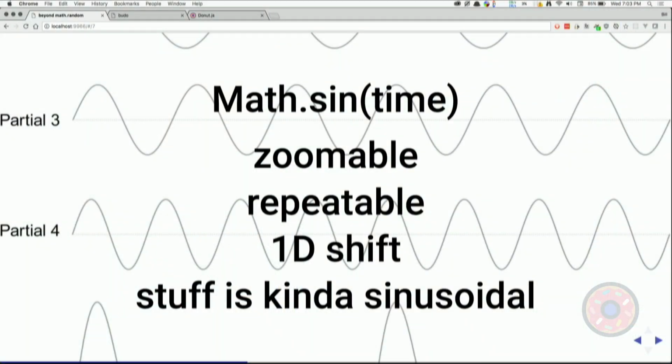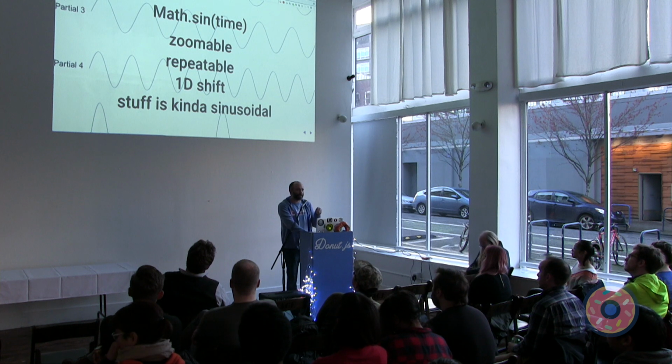And stuff really isn't random. It seems random, but it's actually just a whole bunch of different periodic things layered on top of each other that at high enough frequency appear to be random. So this is what most things are composed of, a bunch of sine waves. And this is better than Math.random because you can zoom in. It's repeatable. The sine of pi is always whatever that is, 1 or 0. You can shift it, and stuff actually is kind of sinusoidal. Like in physics, you can use sine and cosine and get real stuff.